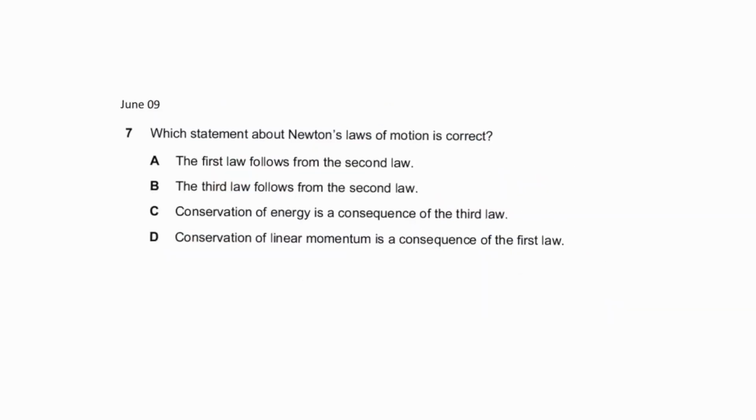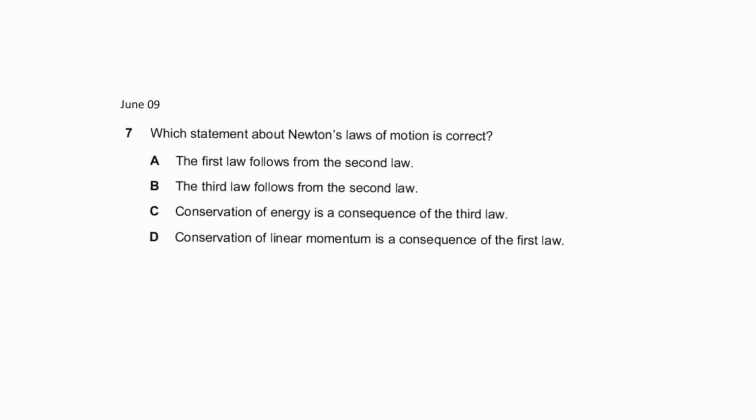Right, our next question is about Newton's laws of motion. If you look at the options here, which is correct? A, first law follows from second law. That means after the second law comes the first law. B says the third law follows from second law. That means after the second law comes the third law. C says that conservation of energy is a consequence of third law. And D, conservation of linear momentum, is a consequence of first law. It's a bit confusing here.